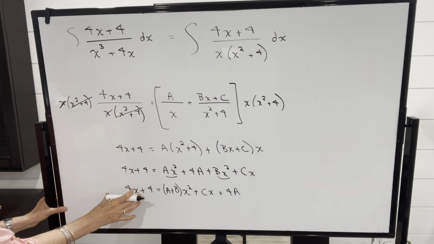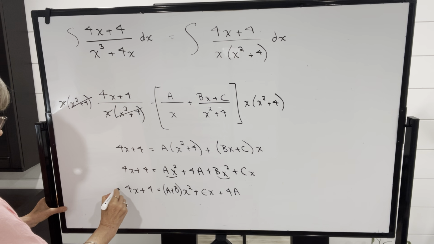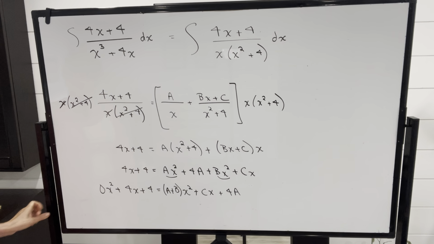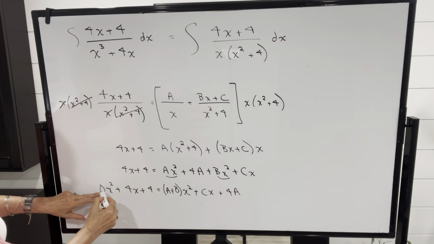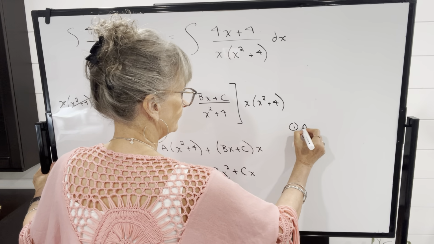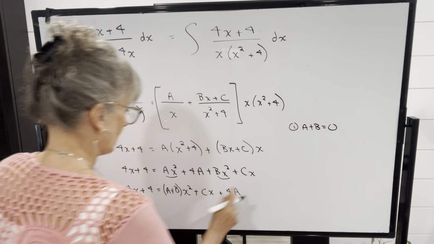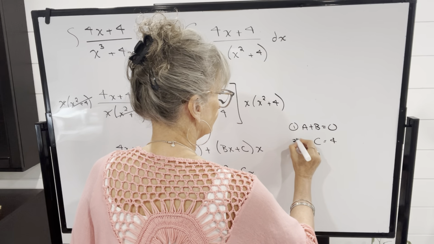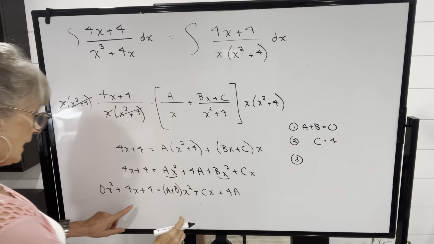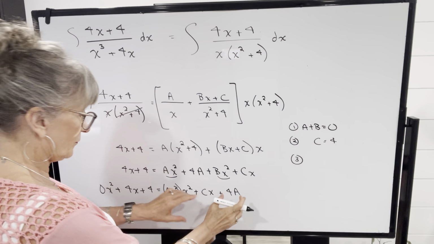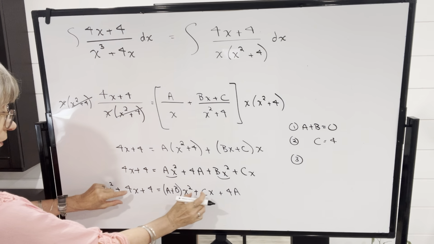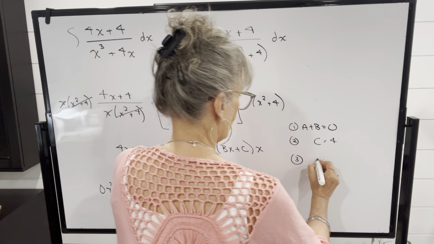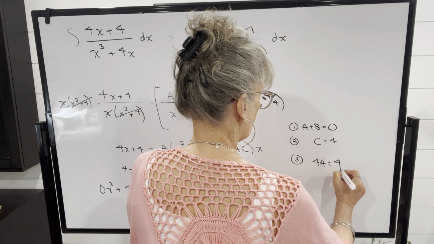Now we're going to take a look at the left-hand side. I don't have an x squared term here, therefore the coefficient would be 0. Now, I know that a plus b has to equal 0. I know that c has to equal 4. And I know that 4a has to equal 4. So the x squared coefficients have to equal, the x coefficients have to equal, and the constants have to equal. So 4a has to equal 4.